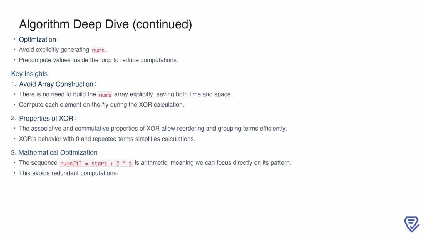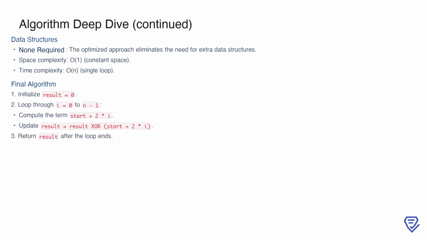Instead of iterating over an array, we compute each term start + 2 * i dynamically during the XOR calculation. This optimization not only reduces space complexity to O(1), as no additional data structures are needed, but also ensures that we focus purely on the arithmetic pattern of the sequence, avoiding redundant computations. Building on this optimization, let's summarize our final algorithm. Since we no longer need the nums array, the space complexity is reduced to O(1), and we maintain a time complexity of O(n) due to the single loop.